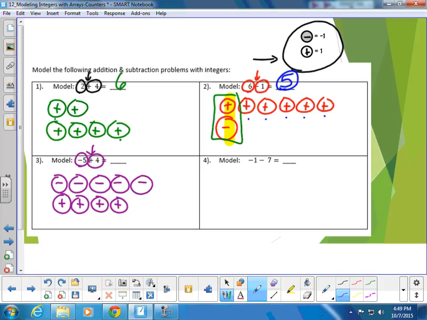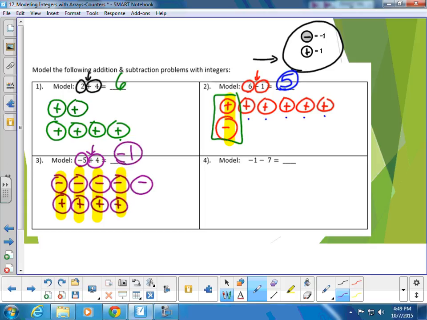Next, I'm going to highlight my zero pairs. You can use boxes, you can use highlighters, however you want to show that that equals 0. And what am I left with? I'm left with 1 negative, negative 1, and that's my answer.